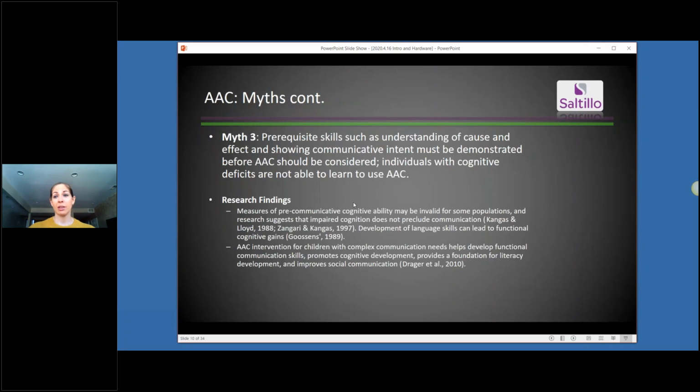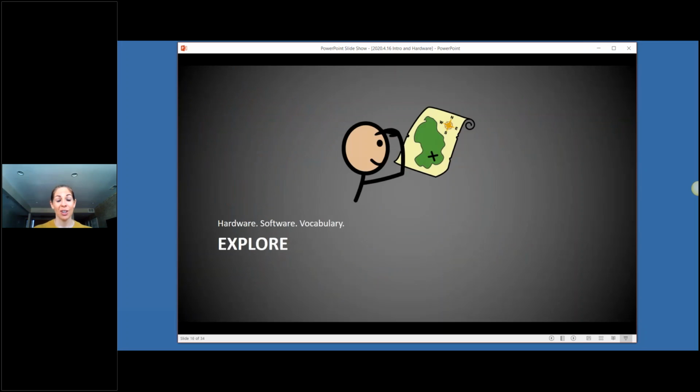So when we're thinking about AAC and we're thinking about the doors that it can open for communication, we need to keep that in the background when we're talking about the ins and outs of these systems. I'm going to go ahead and hide my webcam for the remainder of today's session.